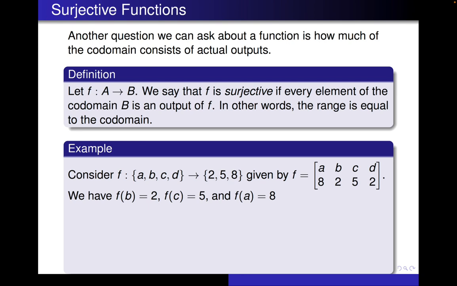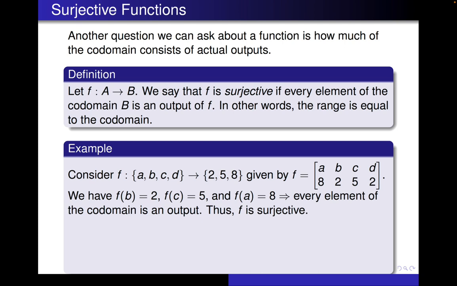We haven't even looked at all the different inputs and outputs, but notice that even just looking at those three, we get all three elements of our codomain. So every element of our codomain is an output, right? 2 is an output with B as the input, 5 is an output where C is the input, and 8 is an output where A is the input. 2 is also an output for D, but we don't care as long as all of them are represented as outputs. That means F is going to be surjective.